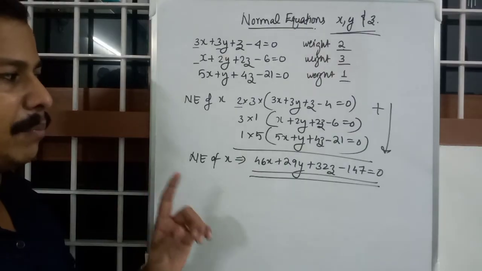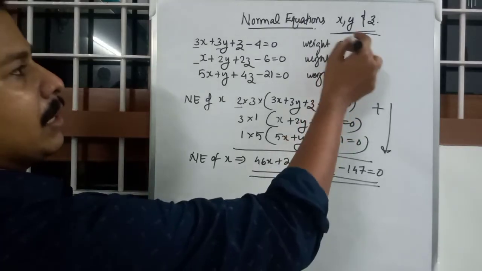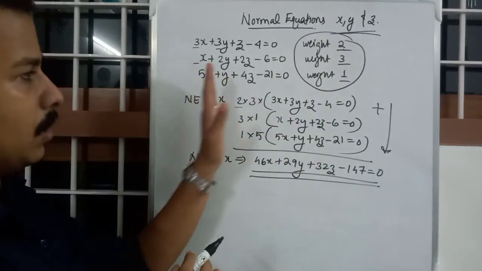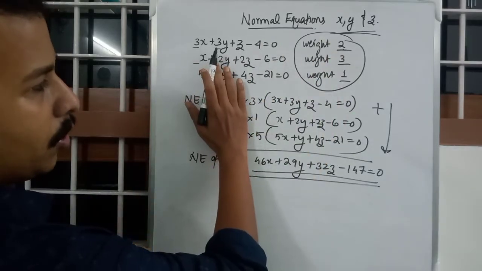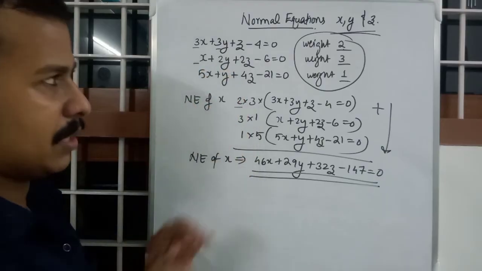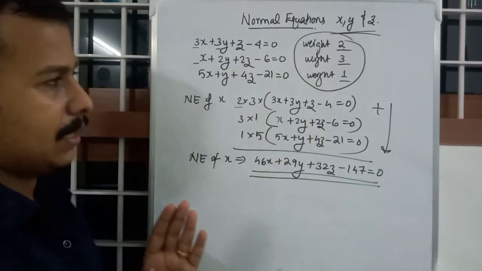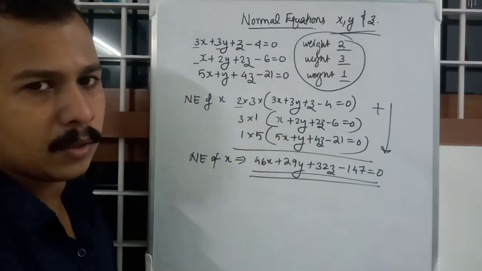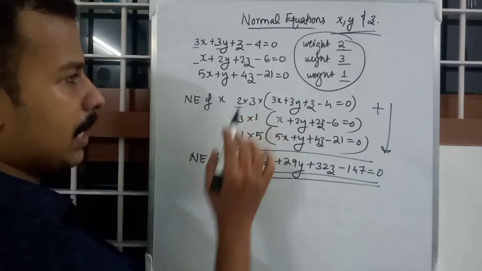Okay, so keep in mind, if you are not given the weight, just don't mind the weight values and find out with the coefficients only, to get the normal equations. If you have been given the weight, then multiply in addition to the coefficients also, 2 into 3 into.